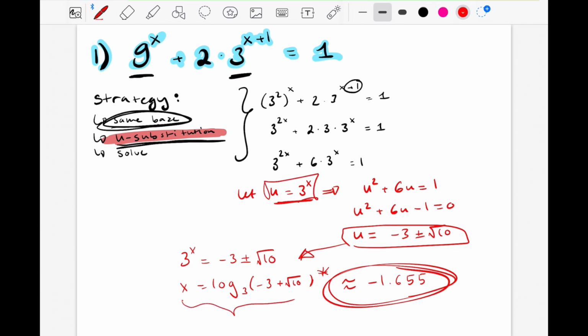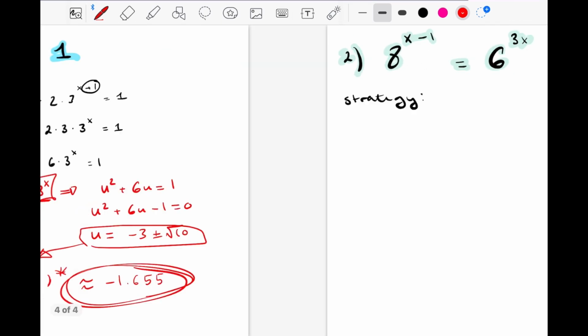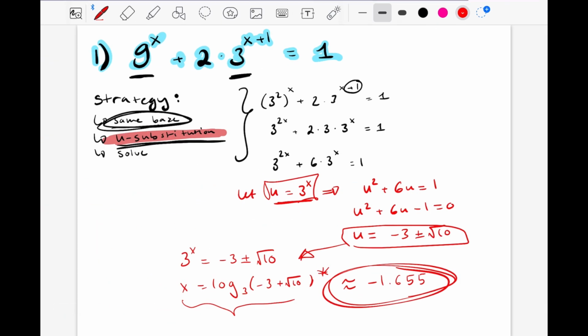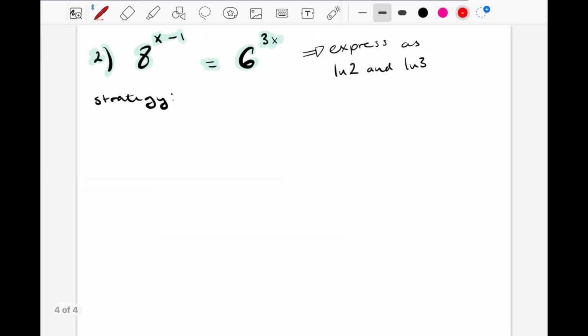Now, our second question is a bit different, and if you look at it, you might realize why. There's no way we can express 8 and 6 as the same base. It's not possible. Hence, we have to use a different strategy. We can't simplify and then use u, because in order for us to use this u substitution, we have to have the same variable. This will not happen here. So what is our strategy?